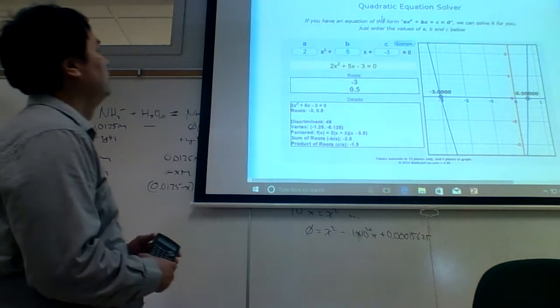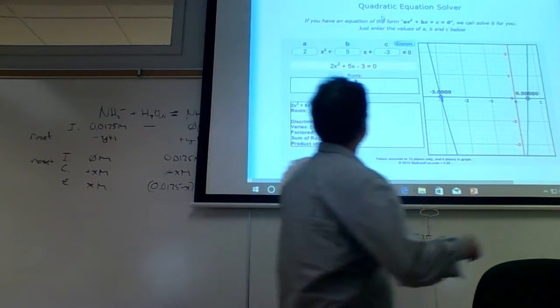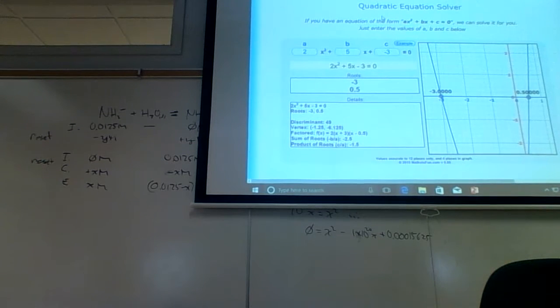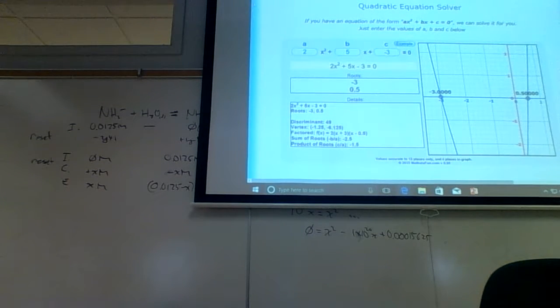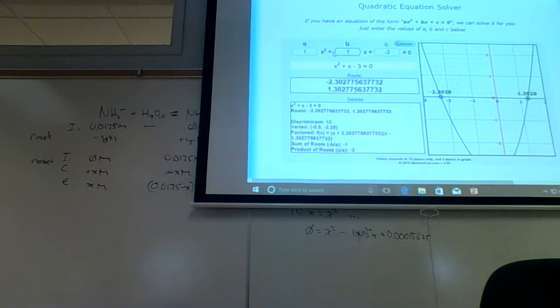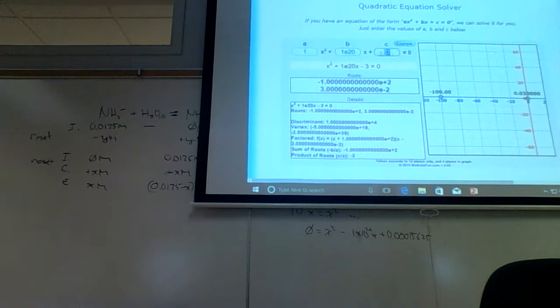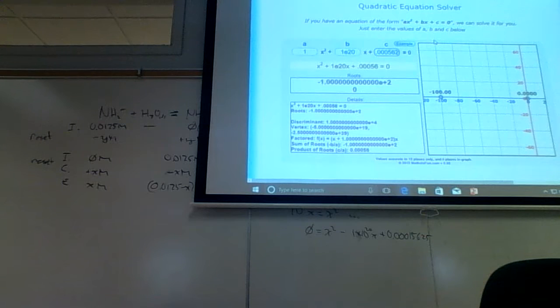For example, this, the Math is Fun website. And so we know that A is 1. We'll plug that in. So A is 1. B is 1. And then to type in scientific notation, we do 1E20. And then C is 0.0005625. I'll just enter that. And this is what we end up with.